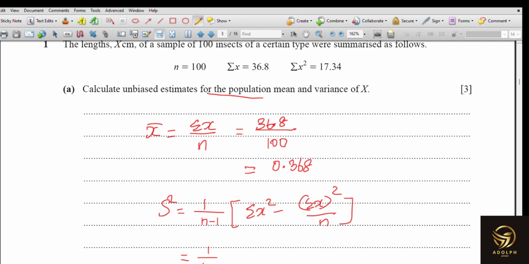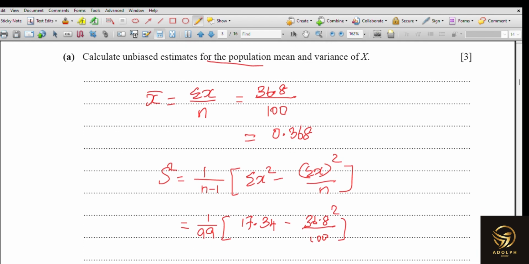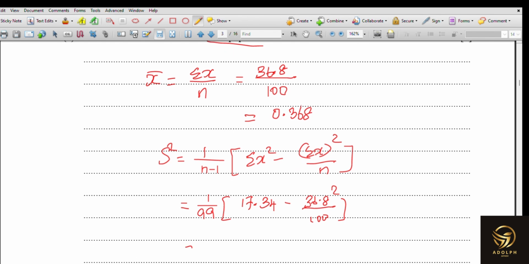So 1 by n minus 1 is going to be 1 by 99, and summation x squared is 17.34 minus 36.8 squared divided by 100. The calculator gives us the answer as 0.0384. What you have to do is put this entirely in the calculator, and whatever the calculator gives, that is the answer.